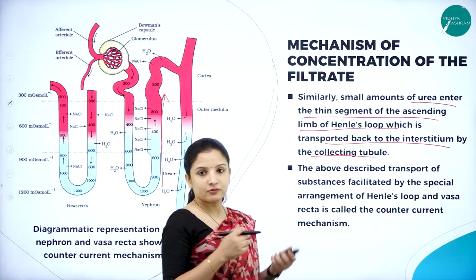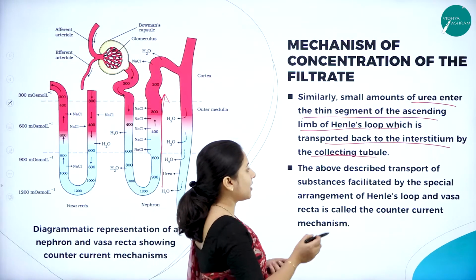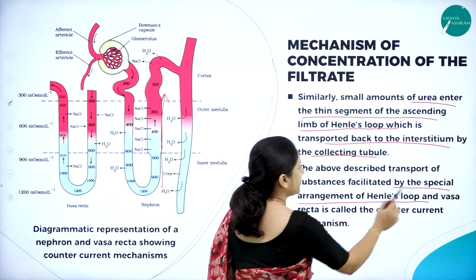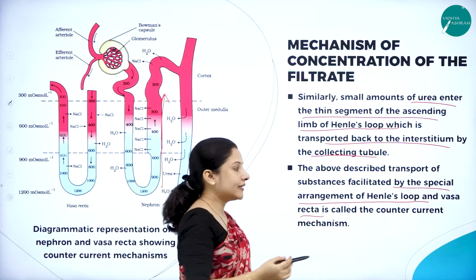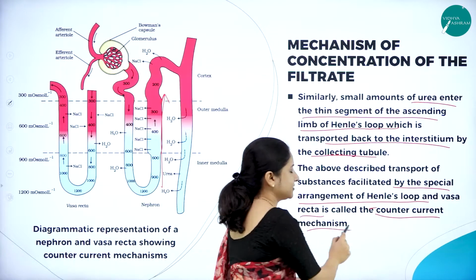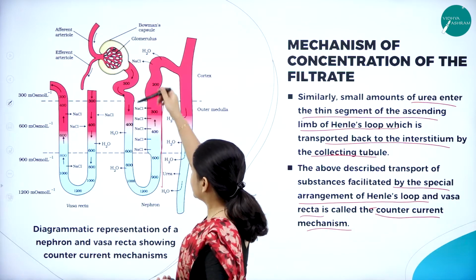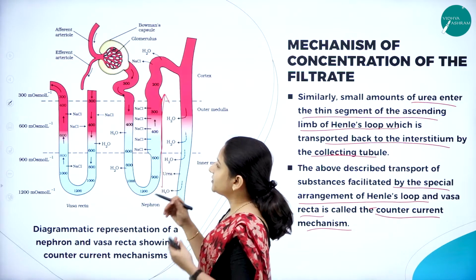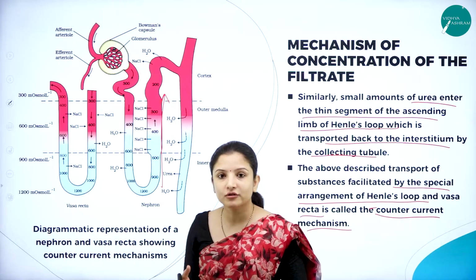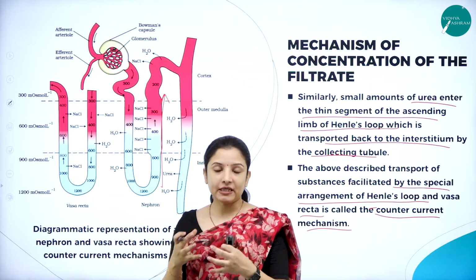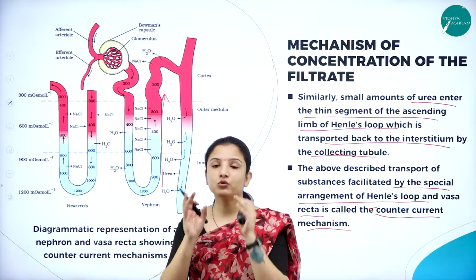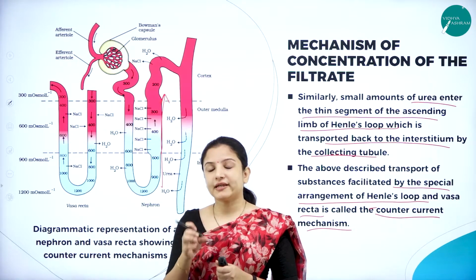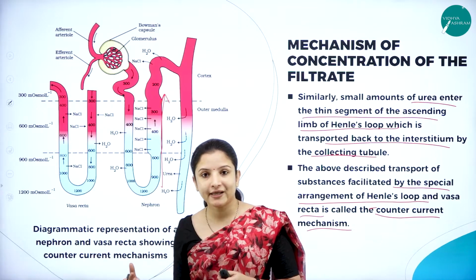So the above transport we had learnt about is actually facilitated by the special arrangement of the Henle's loop and the vasa recta, and it is the countercurrent mechanism. So this countercurrent, that is the ascending movement and the descending movement. So what happens here? Again the movement of water also occurs. While maintaining this osmolarity, the outward movement of water also occurs. The water should come out of the Henle's loop.